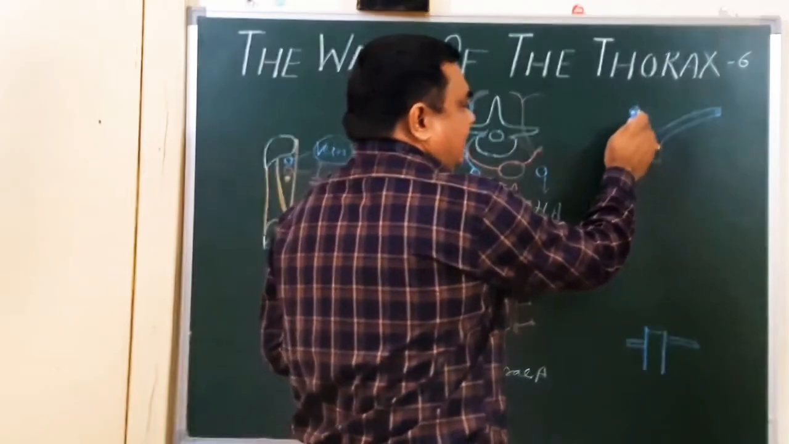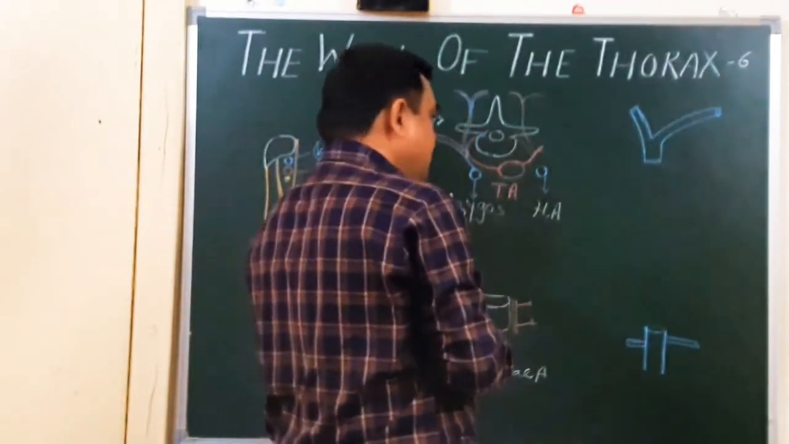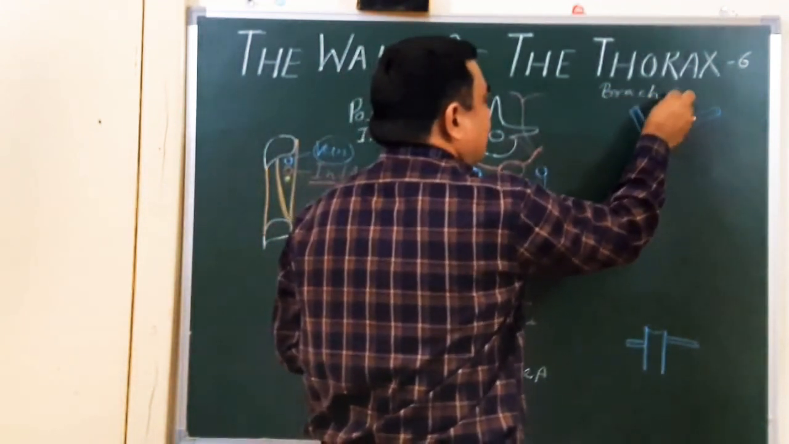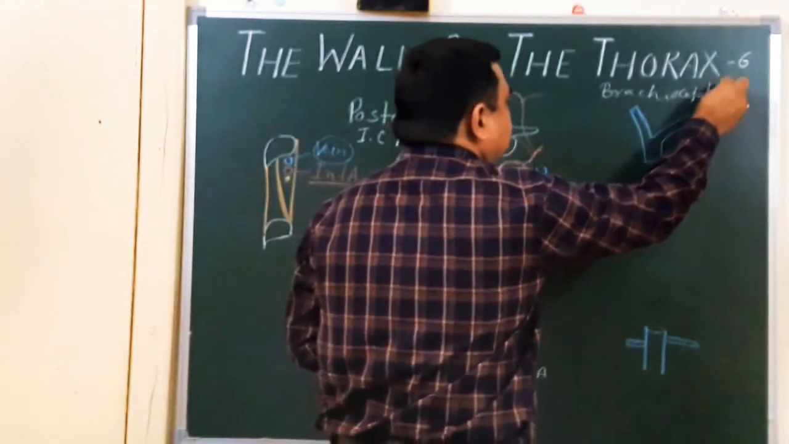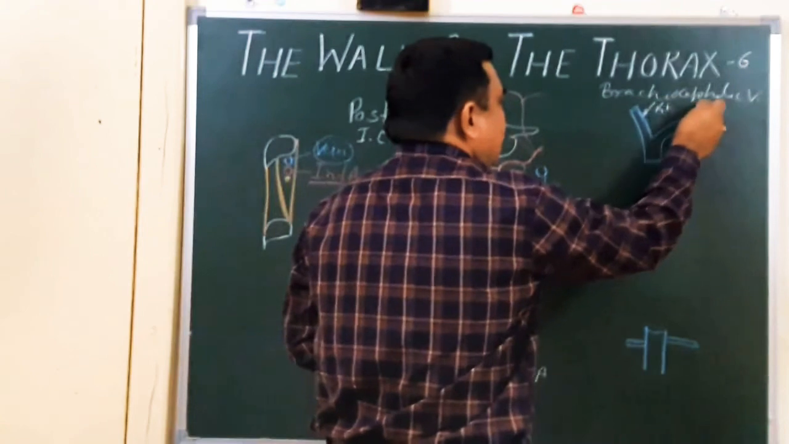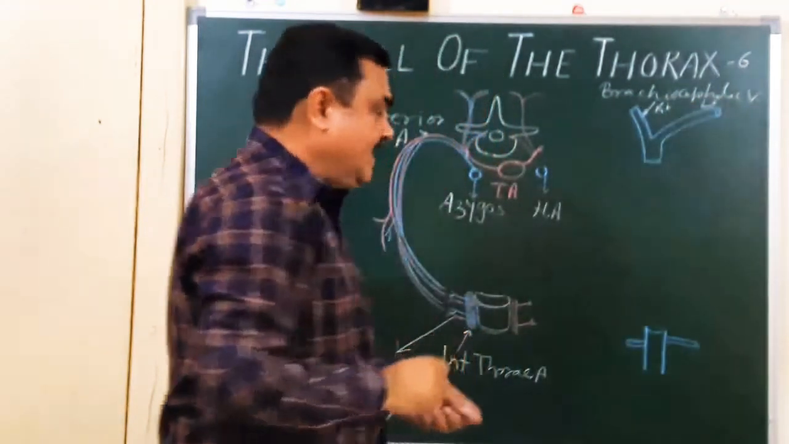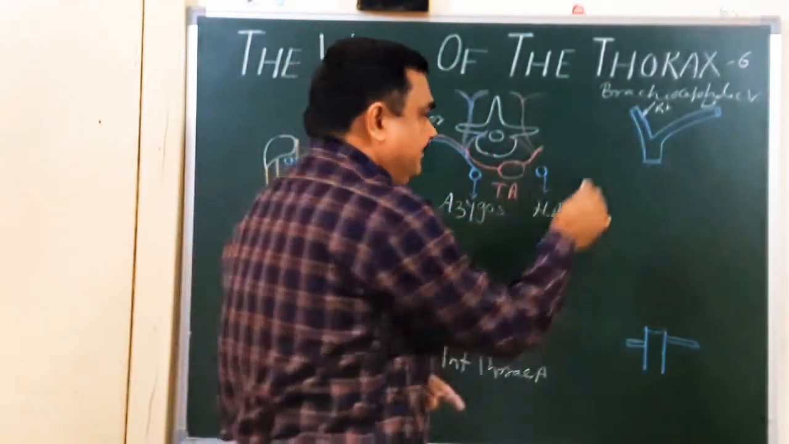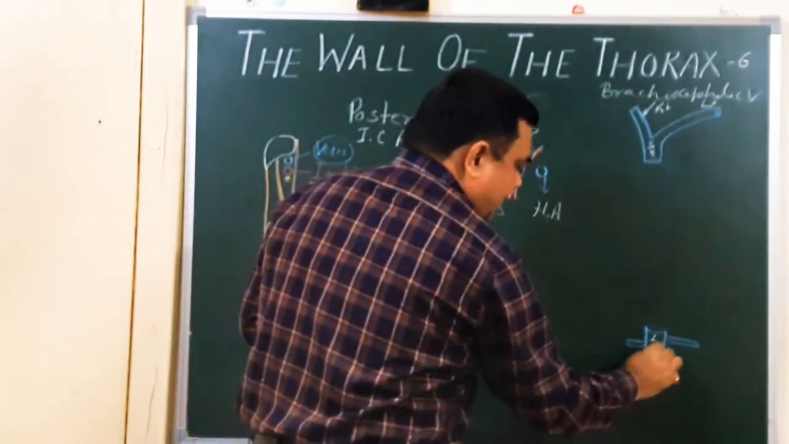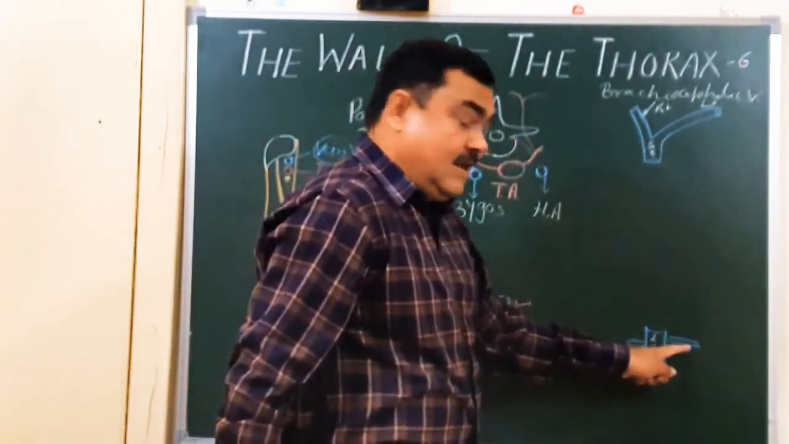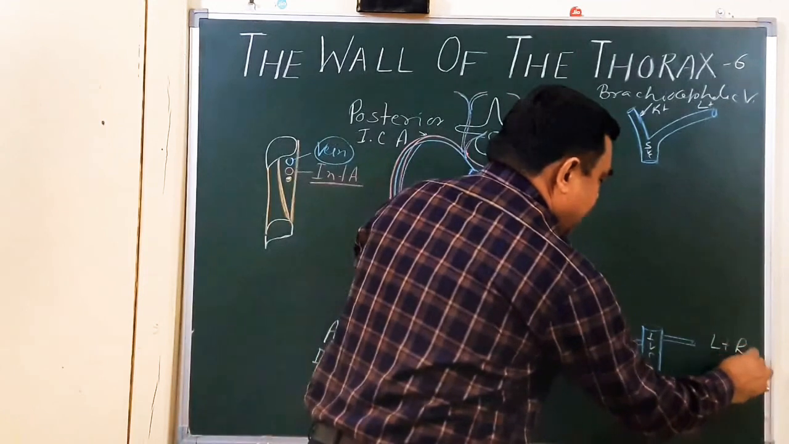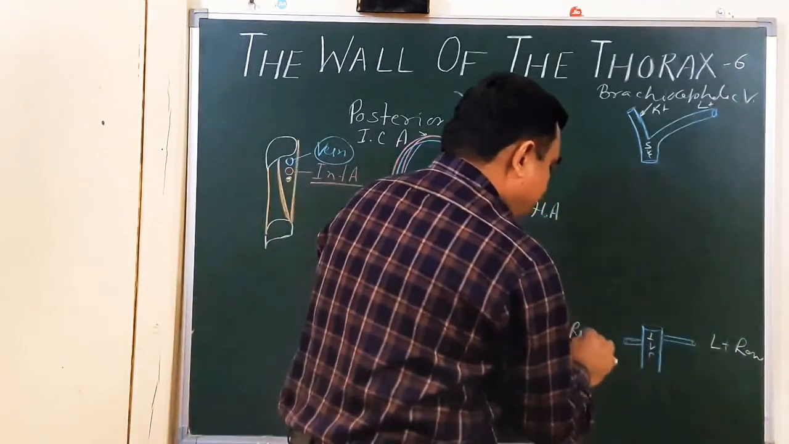In this diagram, this is the right and this is the left brachiocephalic vein. This is the superior vena cava. This is the inferior vena cava. This is the left renal vein. This is the right renal vein.